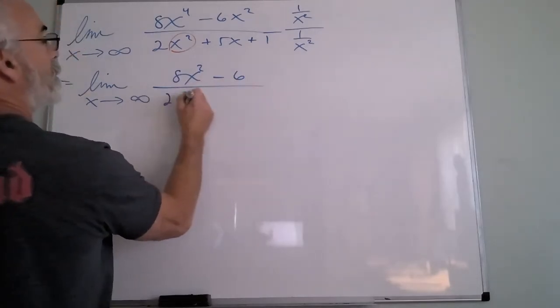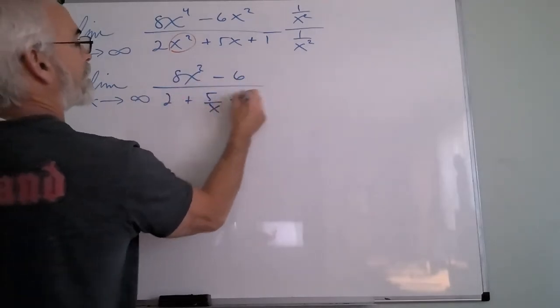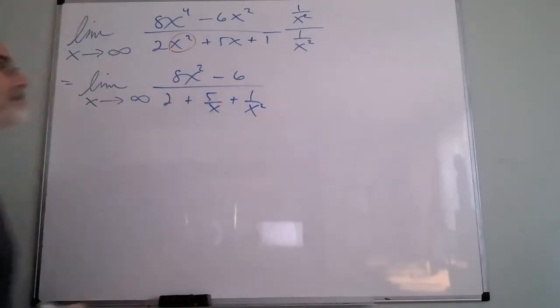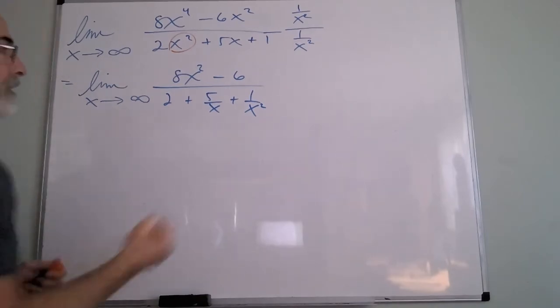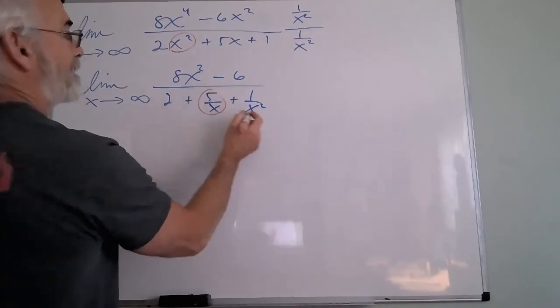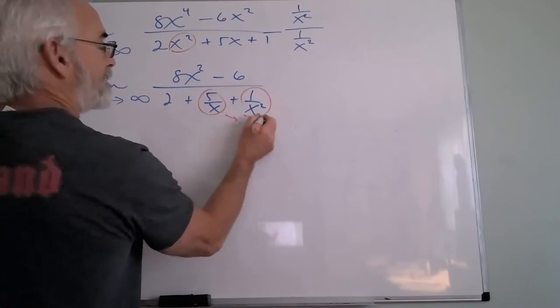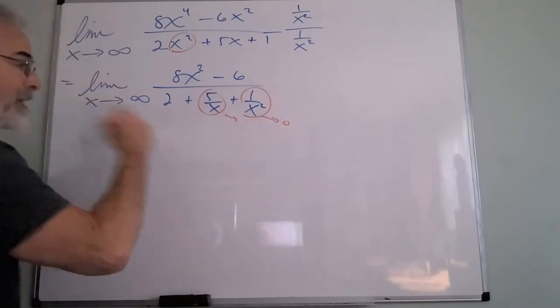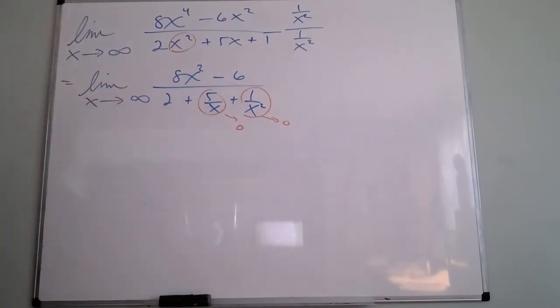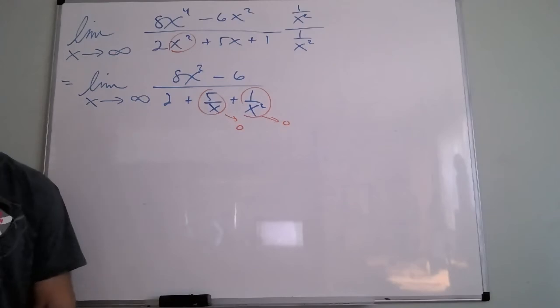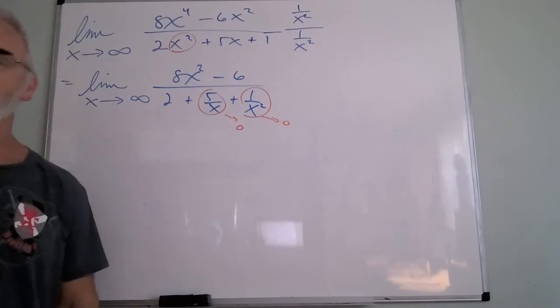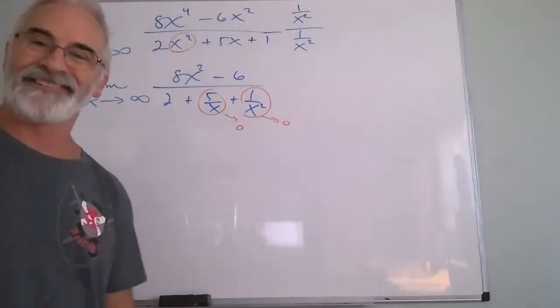And then here I'm going to have 2 plus 5 over x plus 1 over x squared. Now, just like before, that's a transient term. They both go to 0. That means as x grows without bound, my denominator is approaching 2. But what's happening to my numerator?